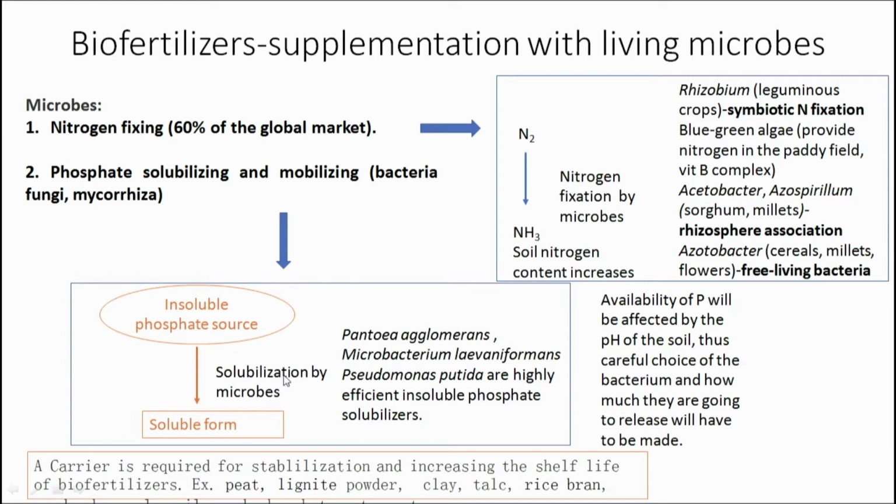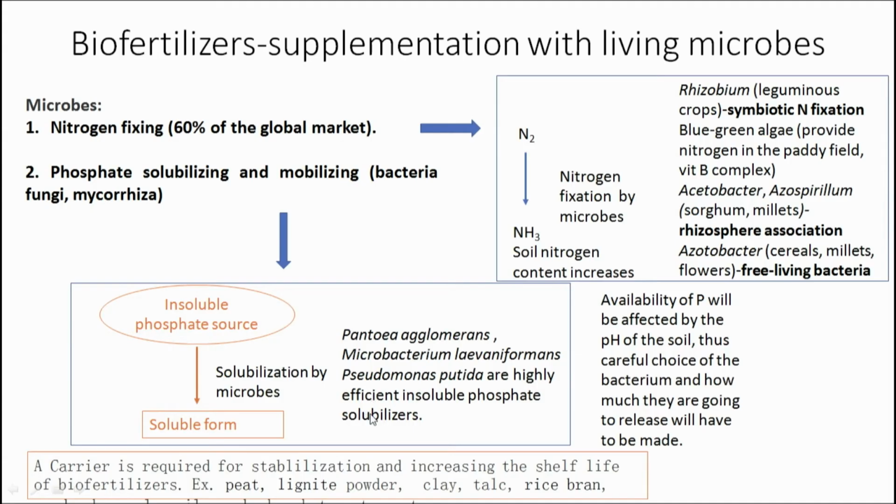Okay. Now, what kind of microbes are these? Some of these are listed here, like Pantoea agglomerans, Microbacterium levantiformans, or Pseudomonas putida, etc. These are highly efficient insoluble phosphate solubilizers. So, now you will understand what we mean by a biofertilizer. To summarize this slide, these are special microbes which are capable of fixing atmospheric nitrogen into ammonia, so they can supply nitrogen to the crops, or these are phosphate solubilizing bacteria which are capable of making phosphate available so that the crop plants can take it.